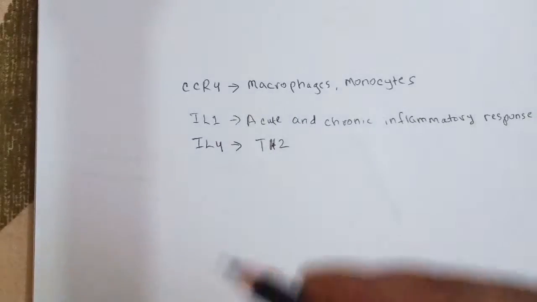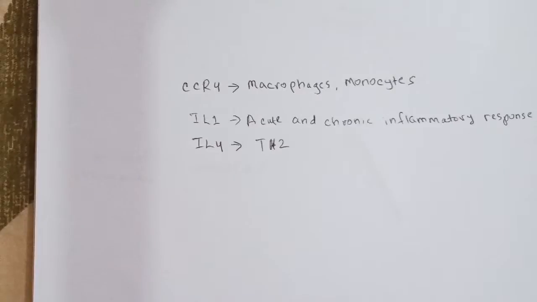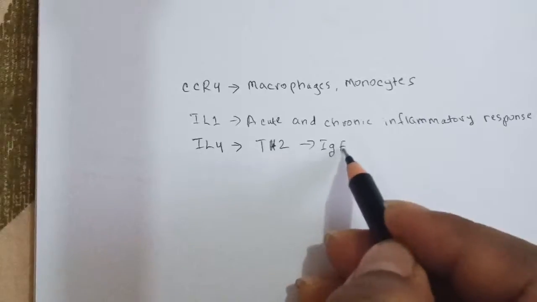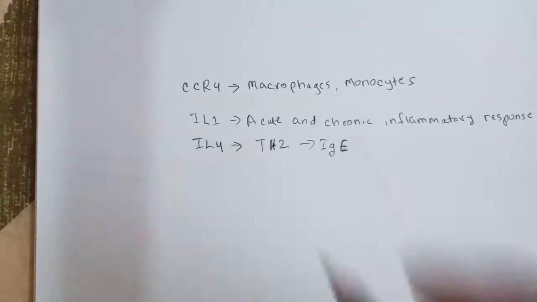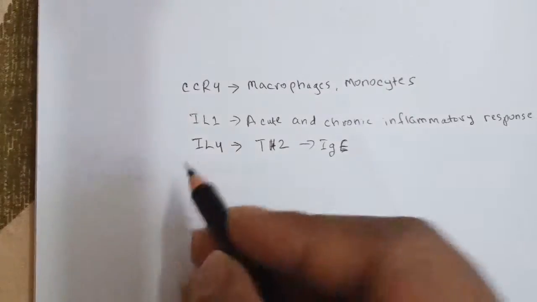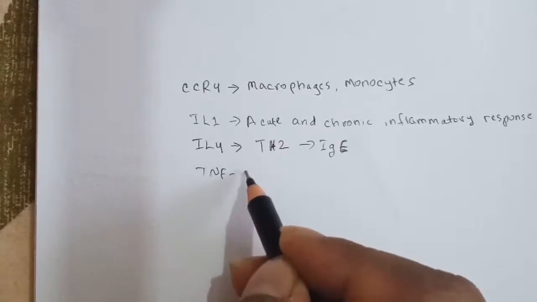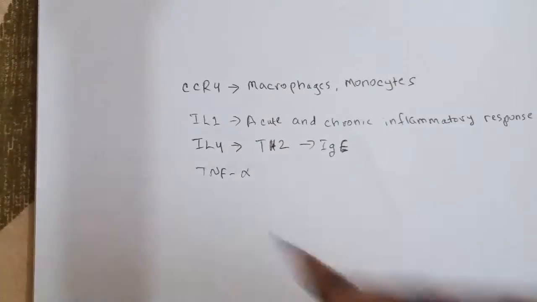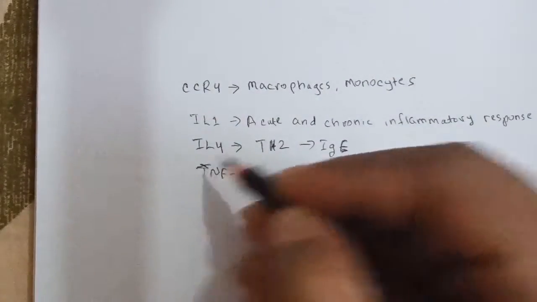Okay. Interleukin 4 is generally associated with Th2, which generates immunoglobulin E. So if somebody has a deficiency in interleukin 4, they would lack immunoglobulin E production. Okay. If somebody has a problem with TNF alpha, well, this is also a pro-inflammatory cytokine associated with interleukin 1 and stuff. So if TNF alpha is reduced or absent, what will happen? The patient would be asymptomatic as well.